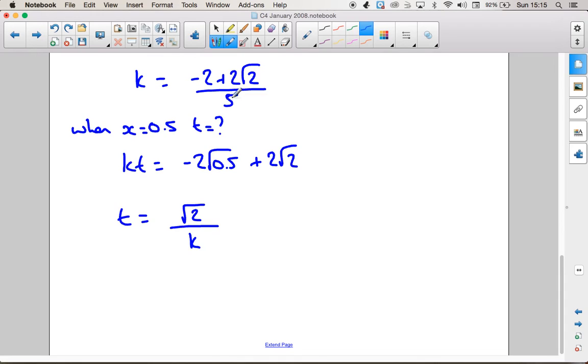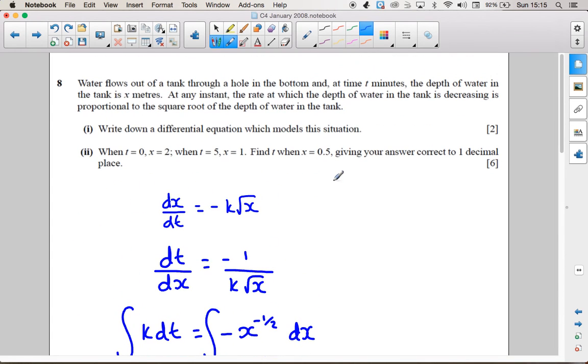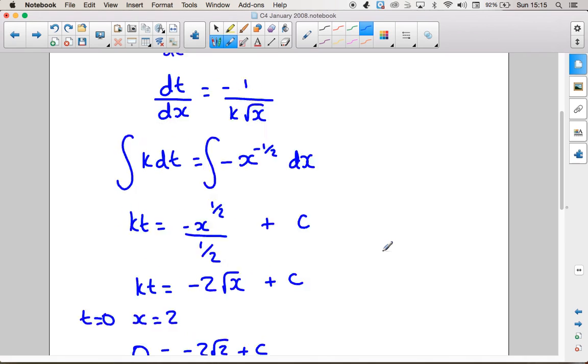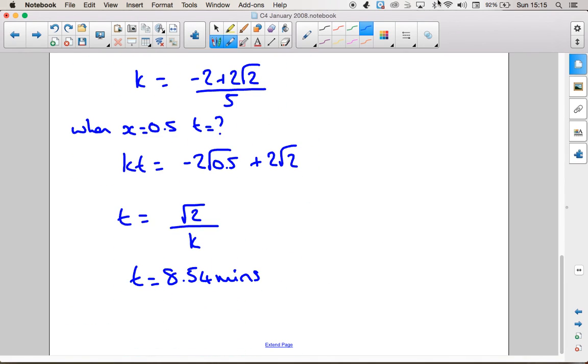So root 2 divided by k comes out at 8.54. It says give your answer correct to 1 decimal place, so that's 8.5. 8.5 minutes.